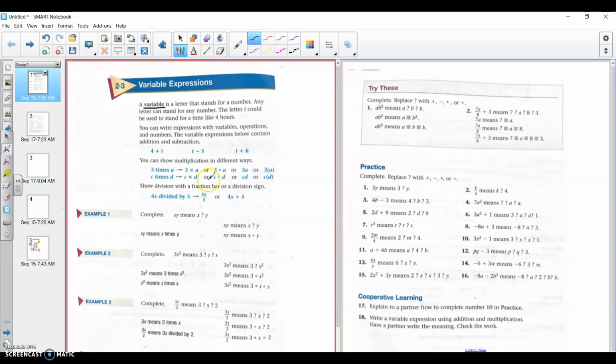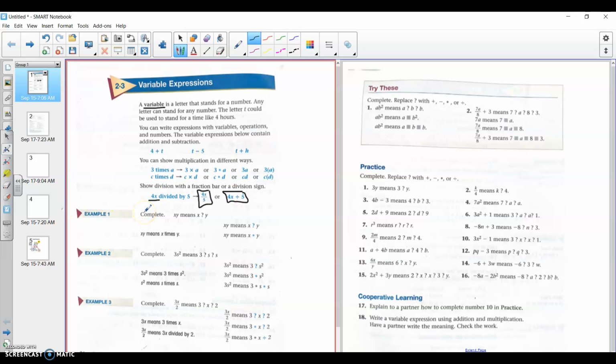Show division with a fraction bar or division sign. So if I'm going to do 4x divided by 5, I can show it like this with a fraction bar, or I can use the division sign. As you see, 4x was the first term given, which means in division it goes on top if you're doing the fraction, and it goes first if you're just using the division sign. So we're going to do 3 examples, and then you're going to do page 35.